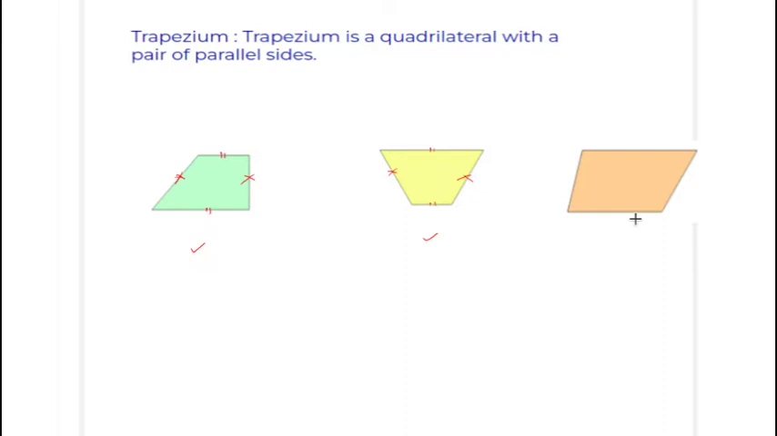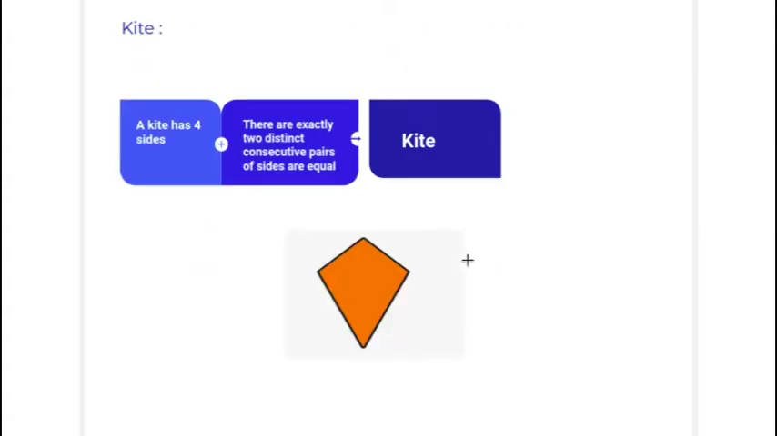And in this figure also we can see that these two lines are parallel and the other two lines are not parallel. So this kind of figure is called a trapezium. It is a kind of quadrilateral where a pair of opposite sides should be parallel. So I hope you have understood this. Move to the next, that is kite.